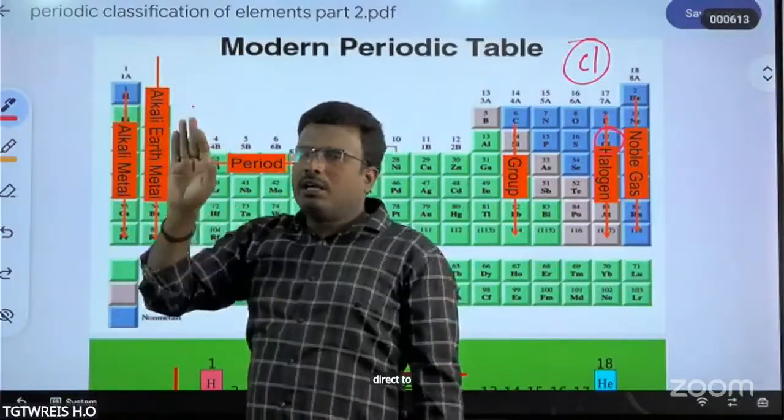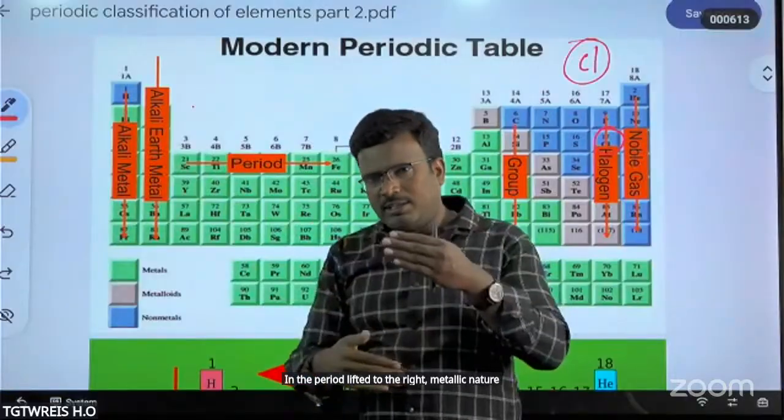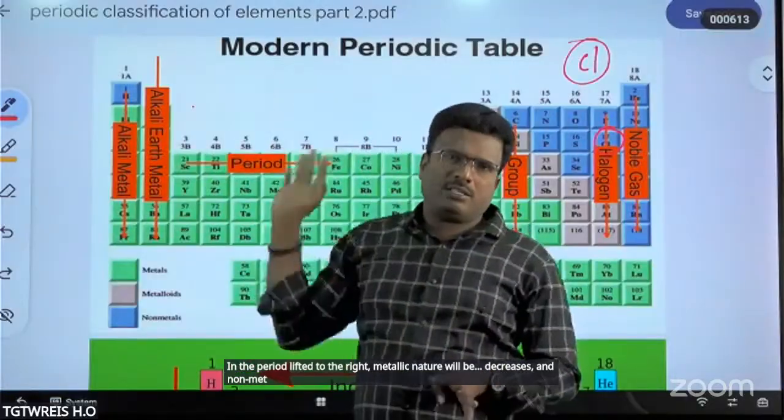Direct question. In a period from left to right, metallic nature will decrease and non-metallic nature increases.